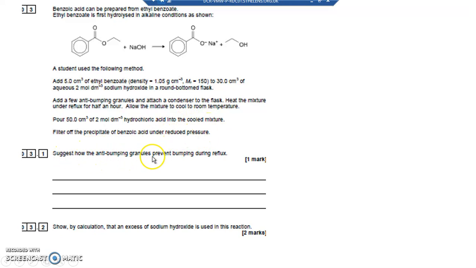Suggest how the anti-bumping granules prevent bumping during reflux. They prevent large bubbles from forming. Show by calculation that an excess of sodium hydroxide is used in this reaction. Right, we're going to have to do some calculations.